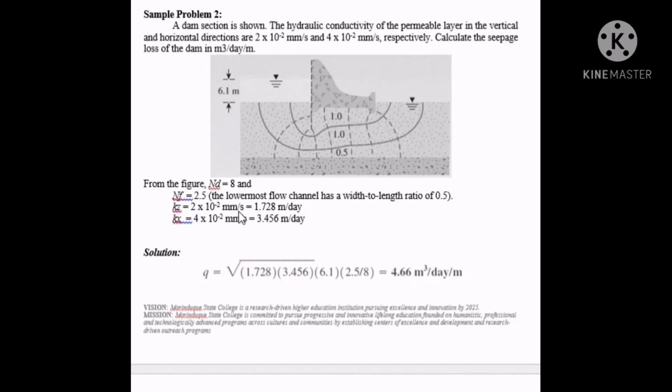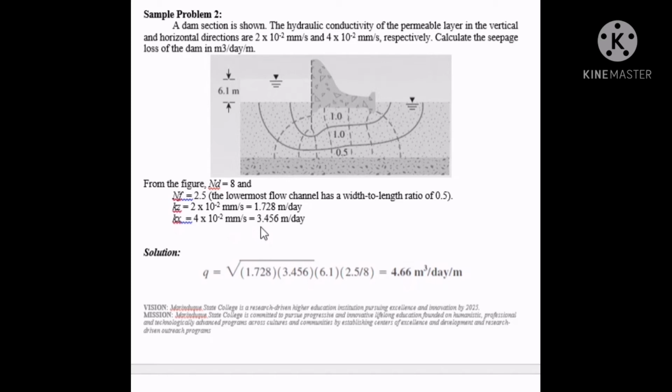And in the problem, we are required to get the seepage loss in cubic meters per day per meter. So we have to convert this millimeter per second to meter per day. So 2 times 10 raised to negative 2 millimeters per second is equal to 1.728 meters per day. And Kx is equal to 4 times 10 raised to negative 2 millimeters per second. That is equal to 3.456 meters per day.